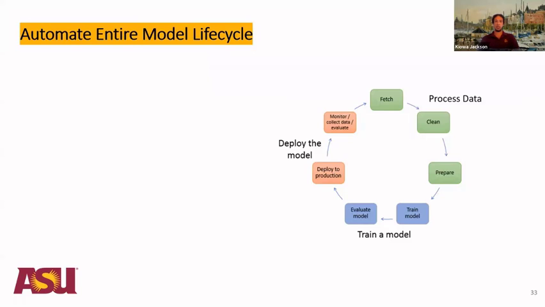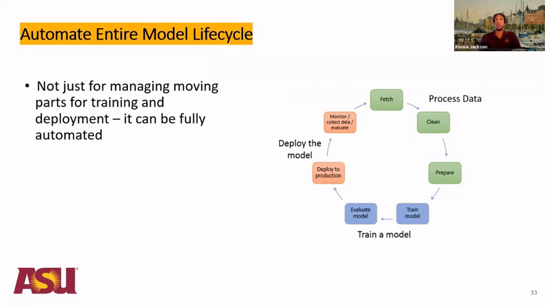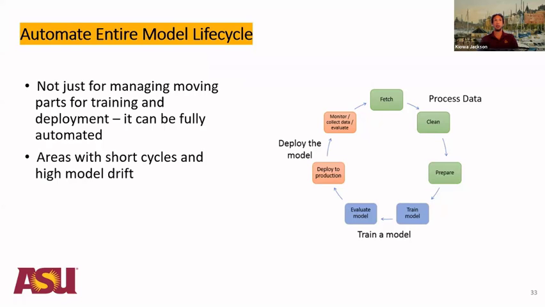So SageMaker then gives the ability to automate the entire model lifecycle. It's not just for managing the moving parts for training and deployment. It can be potentially automated end to end. And that's really interesting, particularly in areas where you have short cycles and high model drift. So think e-commerce, where things change a lot with seasonality, and year over year things can change.